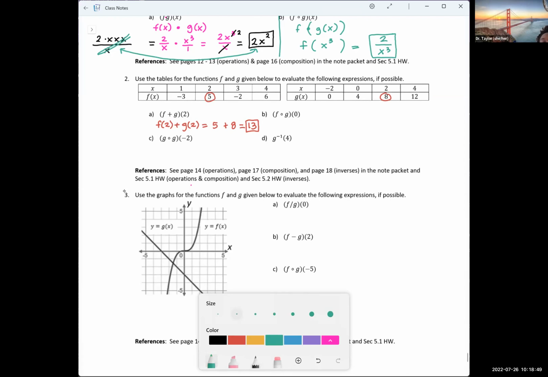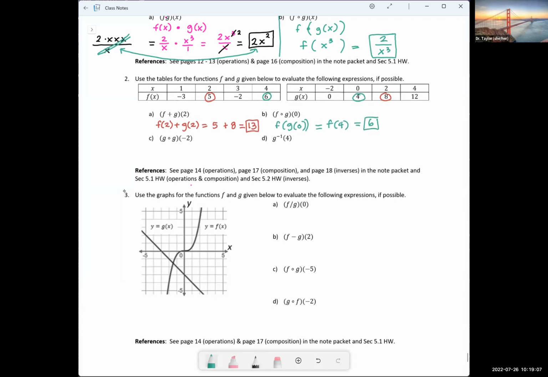B, f of g of 0. That means put in g of 0 into f. So g of 0 is 4. And so f of 4 is 6. Next, we're going to put -2 into g and then put that result back into g. So -2 is 0. G of 0 is 4.